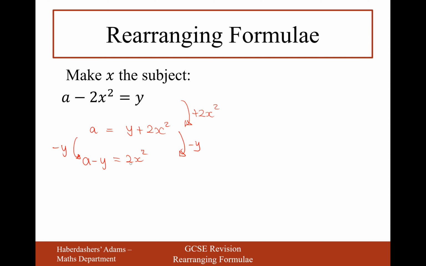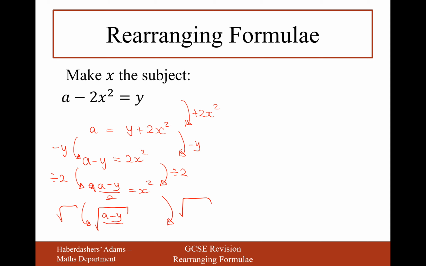Then I need to undo the multiply next, because we're doing the reverse order of BODMAS. So divide by 2, divide by 2. So a minus y over 2 equals x squared. And then I'll get rid of the square symbol by square rooting both sides. So that's going to be the square root of a minus y over 2 equals x, and the plus minus of that answer.